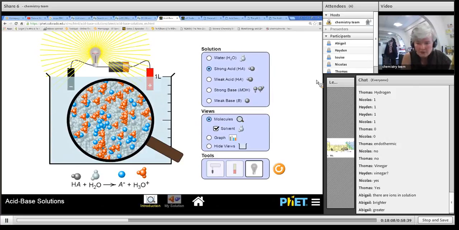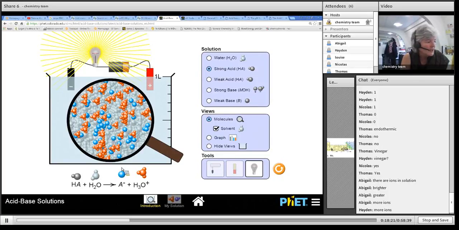Greater. Correct, well done. So why would that happen? If you have a look, remember we said electricity is a flow of charge, and those are my charges, my ions. Right, well done both of you. There are more ions in solution.